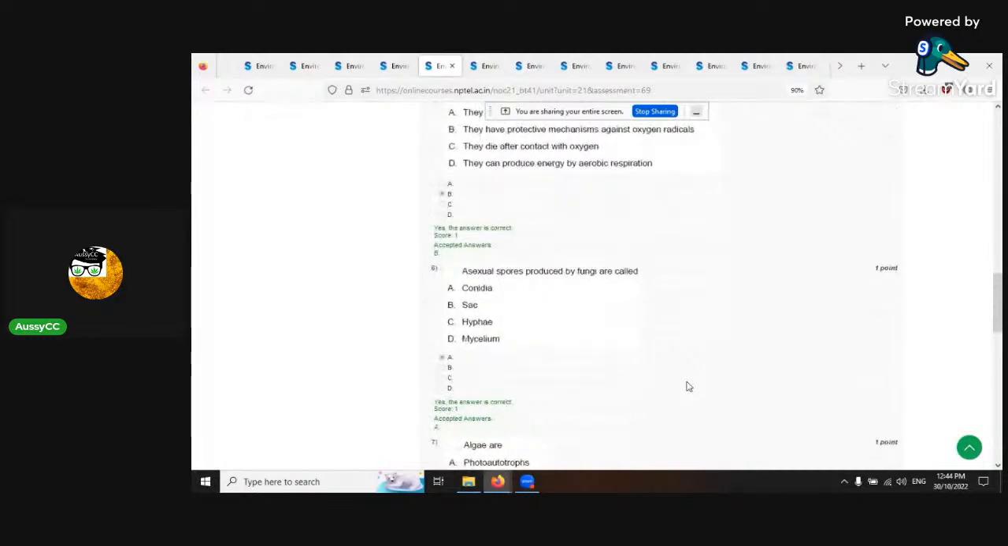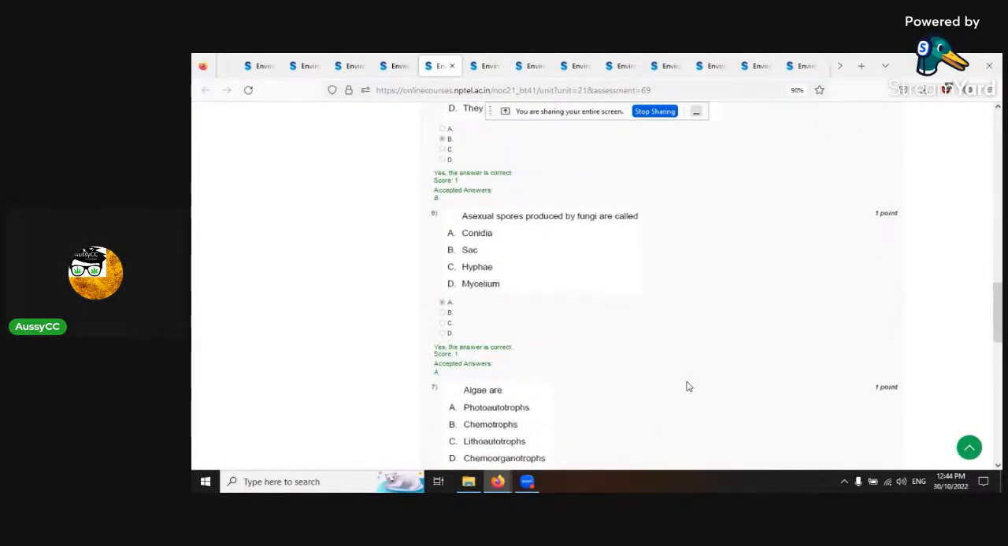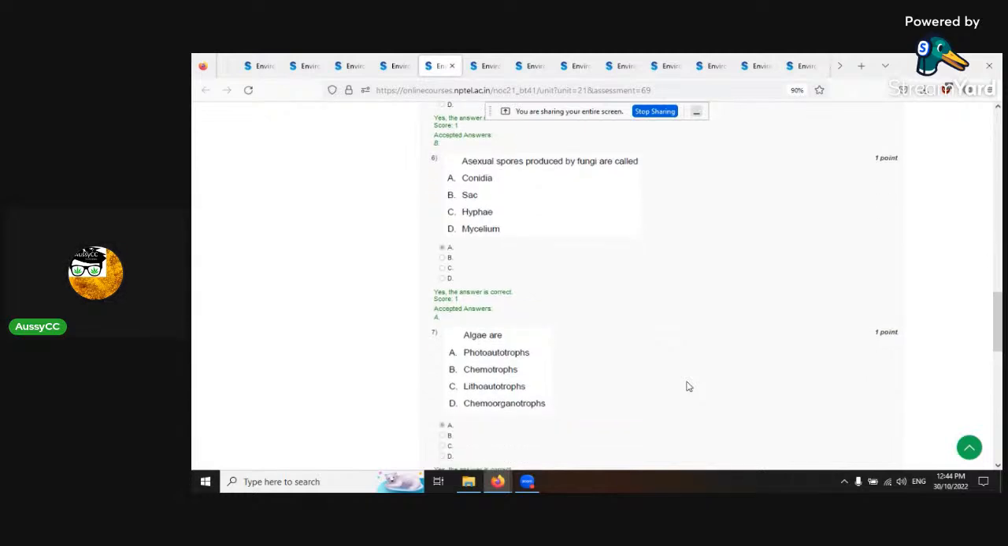An asexual spore produced by fungi is a conidia. Yep. Algae are photoautotrophs. Look at that. Yeah, hang on, I can explain it.